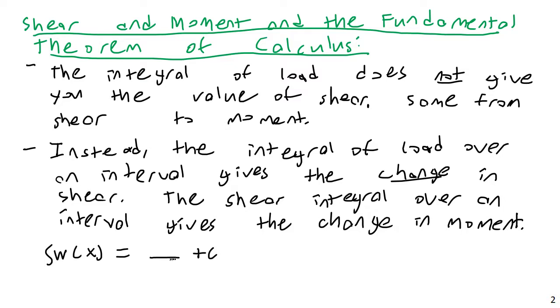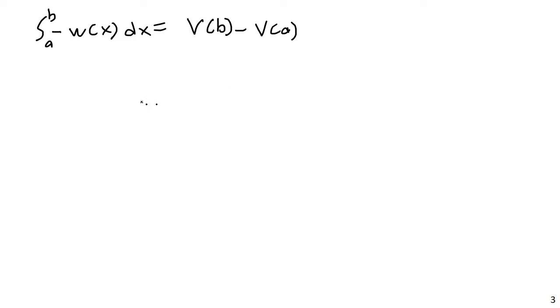And that constant cannot be produced by the integral alone. We're going to need some sort of boundary condition. You're always going to need some sort of boundary condition to find the actual value of the function. Another way of thinking of this is mathematically. The negative integral of w of x from a to b dx is not equal to v of x, but it's really equal to v at b minus v at a. It's the change in shear. In turn, for shear, the integral from a to b of v of x dx is equal to m of b minus m of a.